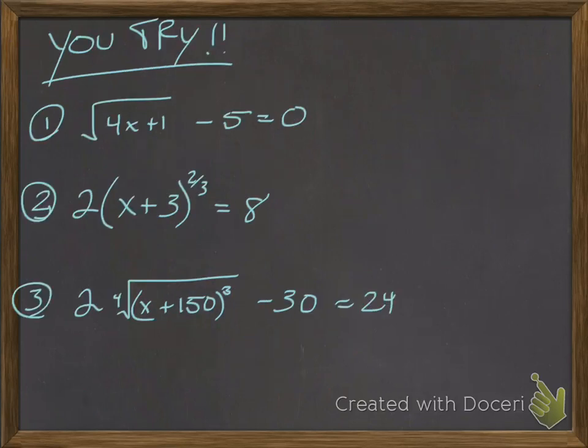Okay, here's some U-try problems. Make sure you understand this 5 is not inside the radical. This 30 is not inside the radical. So you have to be very specific now when you're writing that radical to make sure you only put it over what you want on the inside of it.